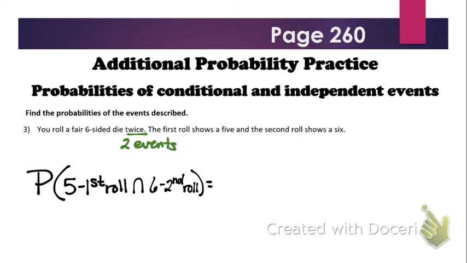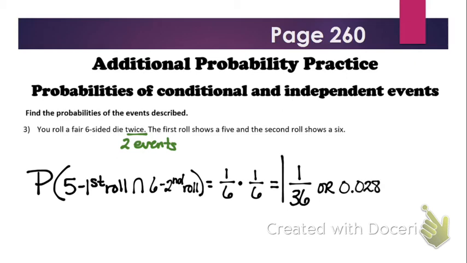What's the probability that I get a 5 when I roll it the first time? 1 out of 6. What about the probability that I get a 6 on the second roll? 1 out of 6. So what's the chance that this happens? 1 out of 36. Does that seem like very good odds? No. In fact, if we write it as a decimal, 0.028, right around a 3% chance of these 2 things happening back to back.